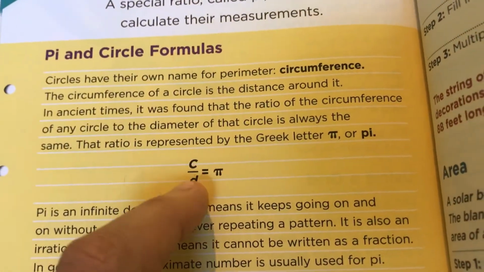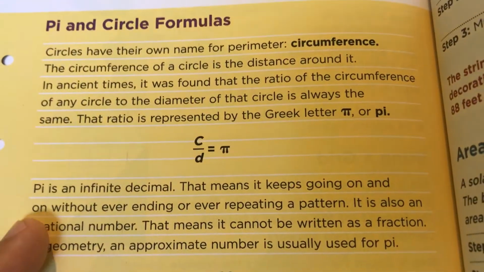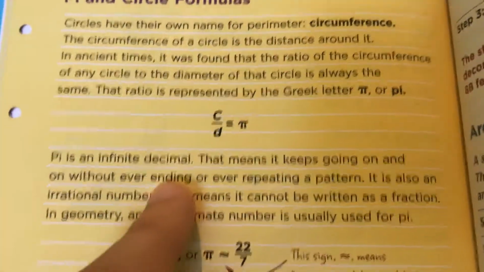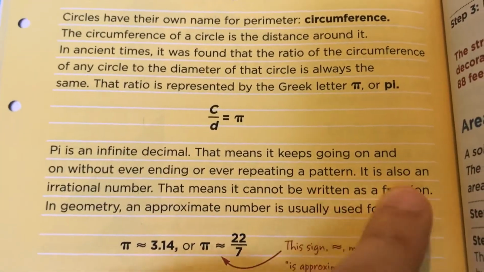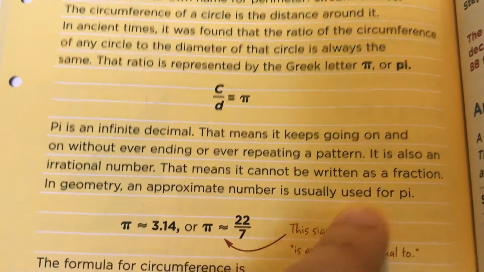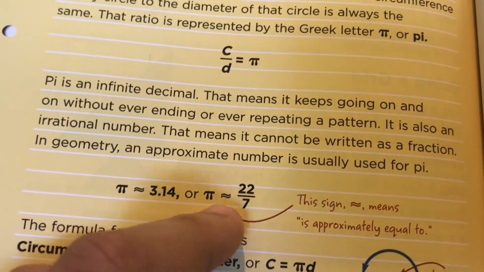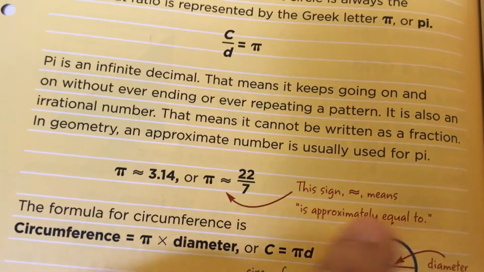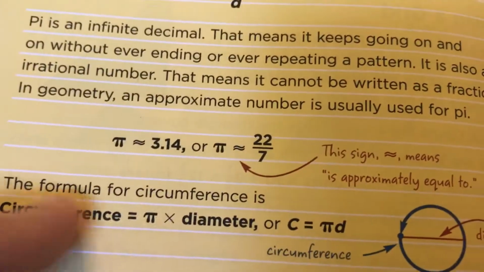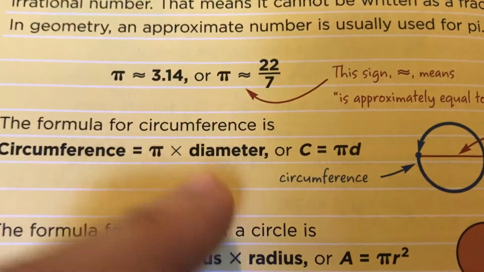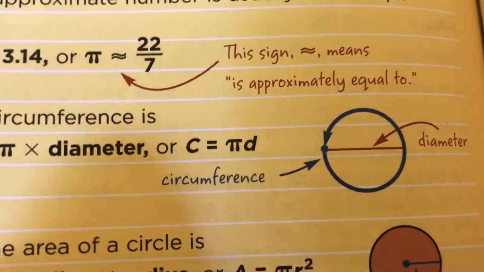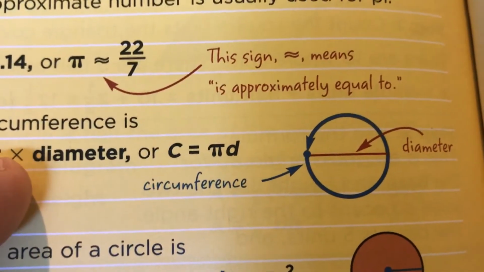So, circumference divided by diameter equals pi. Pi is an infinite decimal. That means it keeps going and going on and on without ever ending or ever repeating a pattern. It is also an irrational number. That means it cannot be written as a fraction. In geometry, an approximate number is usually used for pi. So 3.14 or pi equals 22 over 7. This sign is approximately equal to. Okay? The formula for circumference is circumference equals pi times diameter, or circumference equals pi d, written like that, without the multiplication sign.